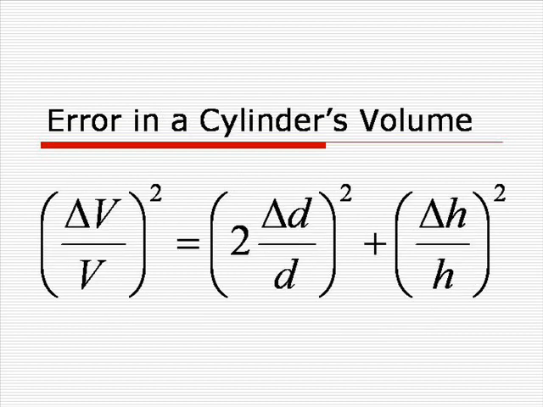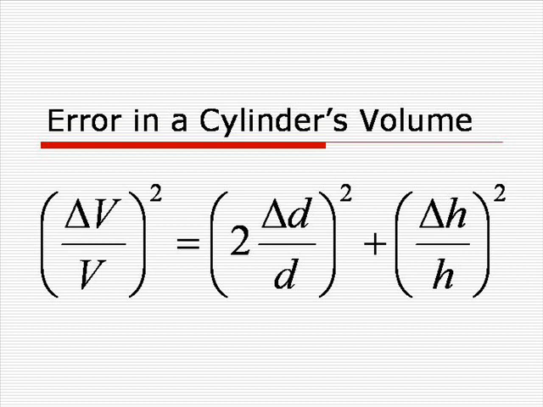Going back to our example, if the volume of a cylinder is pi over 4 times d squared times h, the formula for total error in volume is delta v over v squared equals 2 times delta d over d squared plus delta h over h squared.